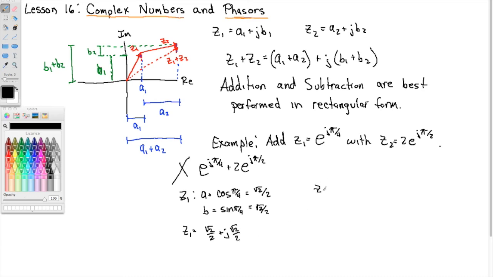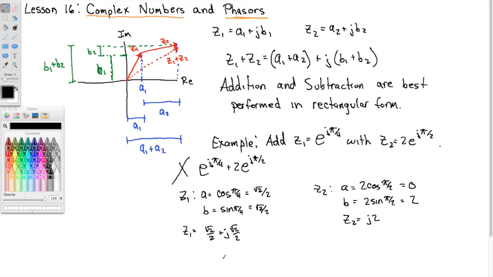Same thing with z2 here. We'll convert it to rectangular form. So a here is 2 cosine of pi over 2. Cosine of pi over 2 is 0. And b is 2 sine of pi over 2. Sine of pi over 2 is 1, and so this is 2. So now z2 in rectangular form is simply 0 plus j2, or just j2.